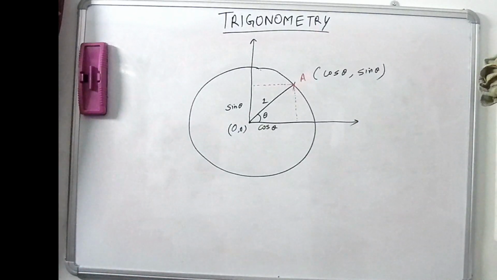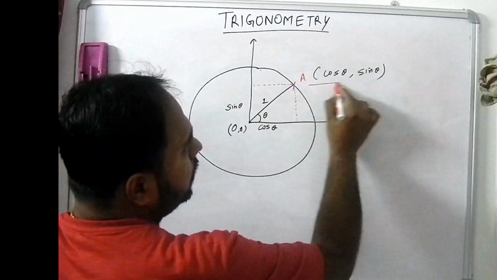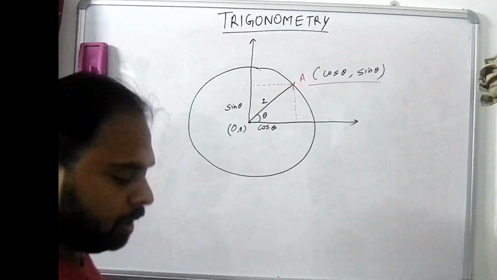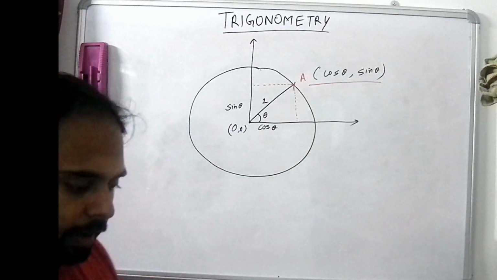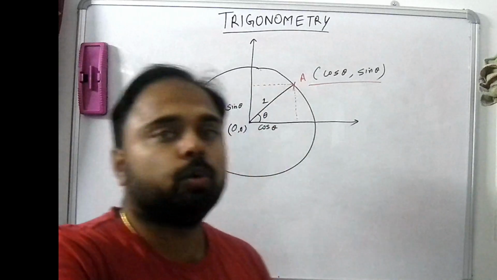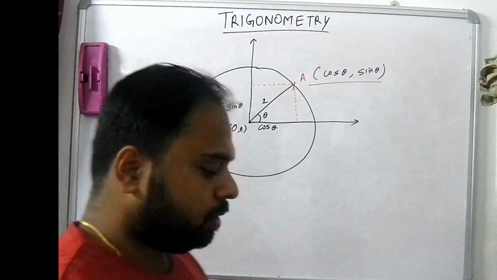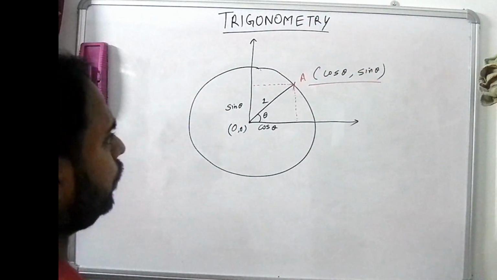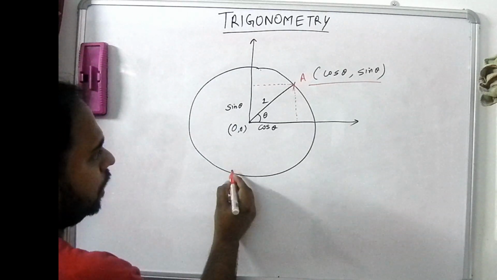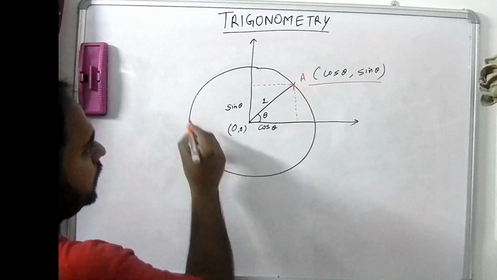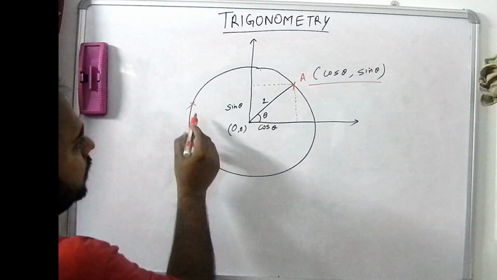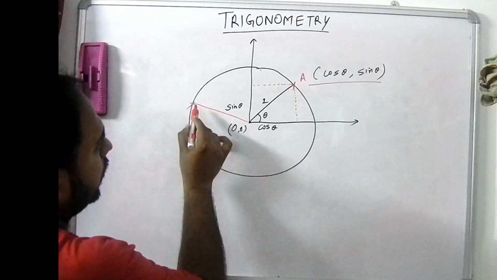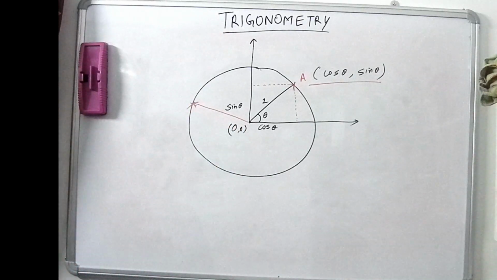So cos theta and sin theta are the coordinates of a point which is moving on a circle. Suppose I quickly move to another new point, this point. This is the new point, and this is where I am. Now what's the x coordinate?